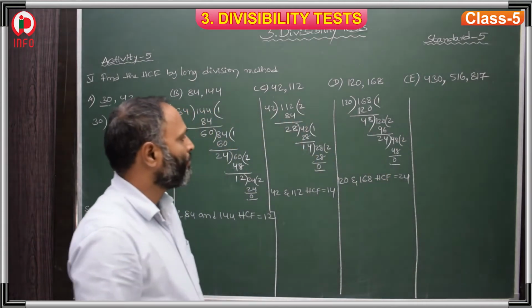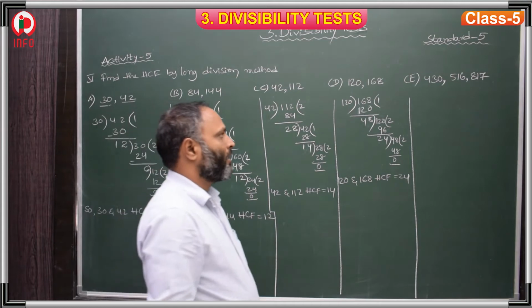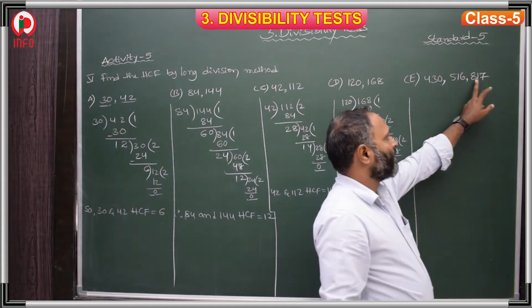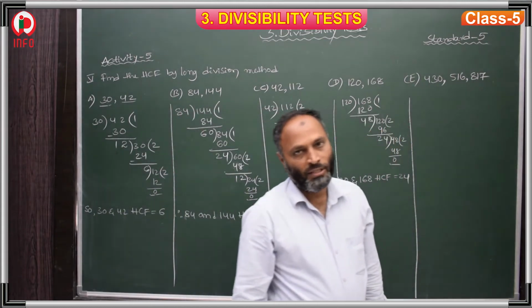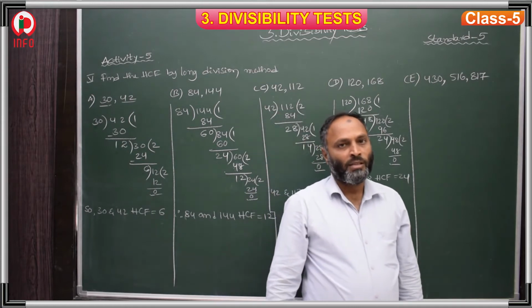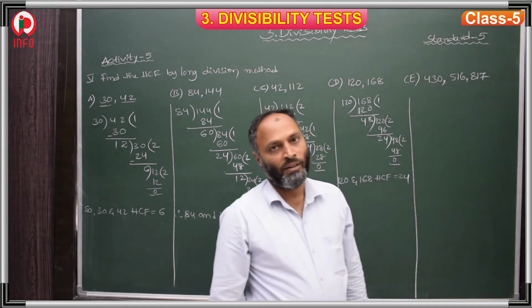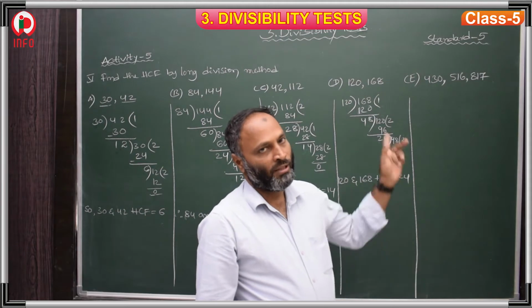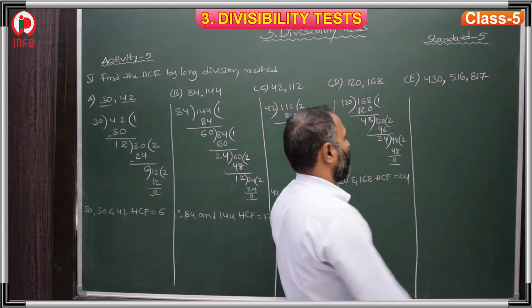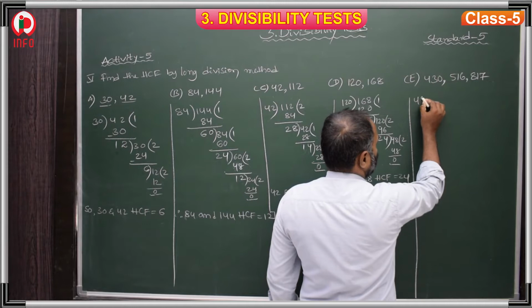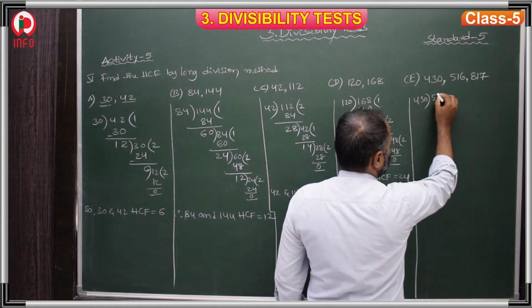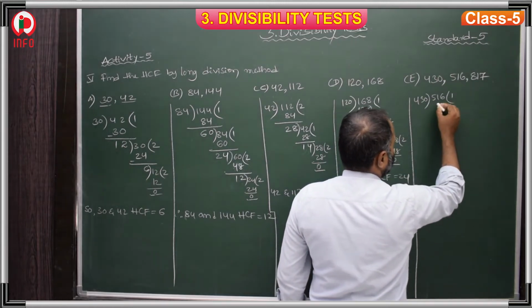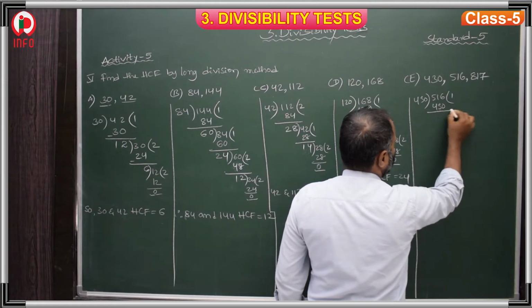Now, after that, 430, 516, 870. 3 numbers are given. First, we have to take any 2 numbers. So first, any 2 numbers' HCF we have to find, and that HCF with the third number we have to find. Now, 430 and 516. 430 ones are 430.